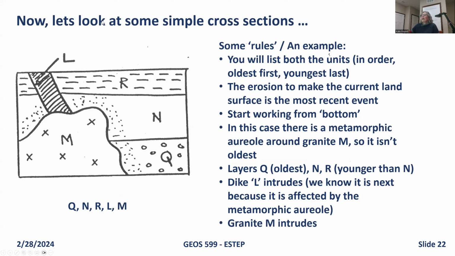So let's look at some simple cross sections now. So there are a couple of general rules. One always wants to list the units that are represented. And often when we draw diagrams, we will put letters on them. If we're tying things to a map, we'll use the same symbology that's used on a map. But when we talk about the order, we always put the oldest first, because what we're doing is we're gradually building our history, going from oldest to youngest. So ultimately, I've got a list here. The list starts with the oldest and goes to the youngest.